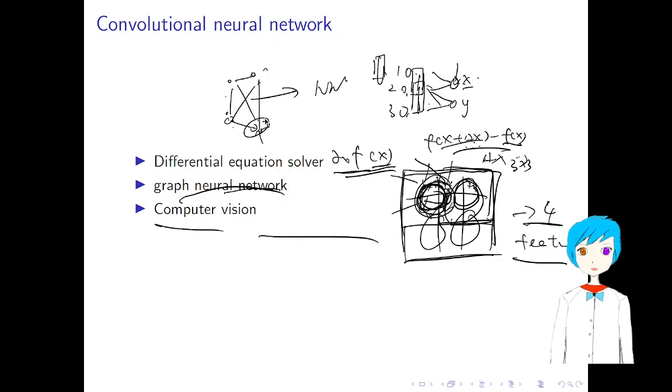We are also applying the convolutional layers in graph neural networks because we need to look at the neighborhood of a vertex. So we need to attend to the local properties.